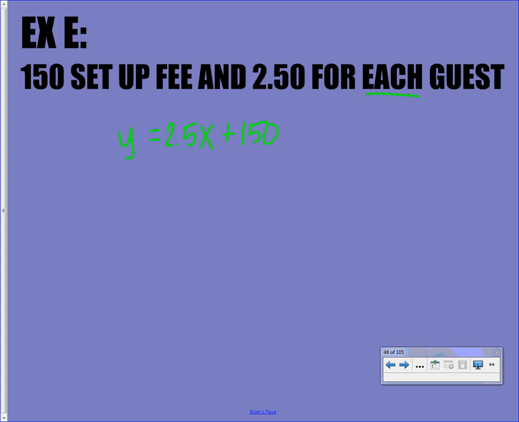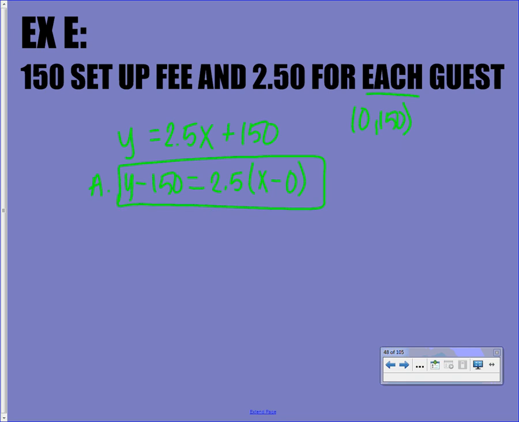So in point slope form, I would realize that I would have the point 0, 150, because that's like my y-intercept, and at 0, it's still going to cost me $150. So I could do y minus 150 equals 2.5, and then x minus 0. And it'll give you the same equation. So that one is a little tricky to figure out. But again, if you have the y-intercept, 0, 150, you can plug that in. So here's your answer for part A.